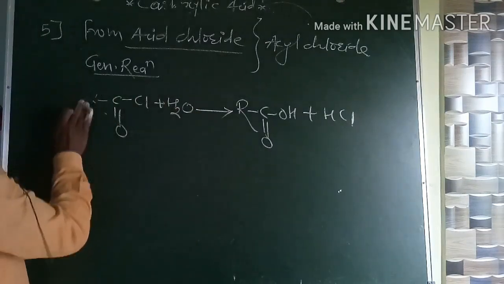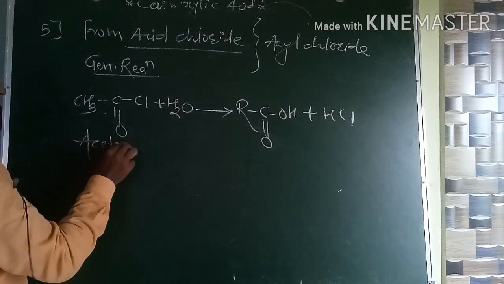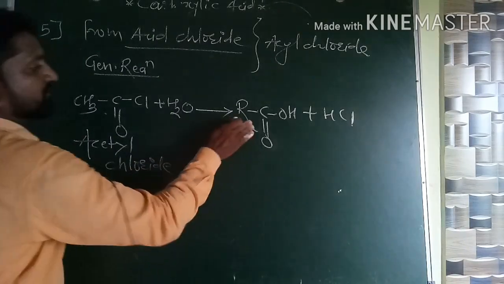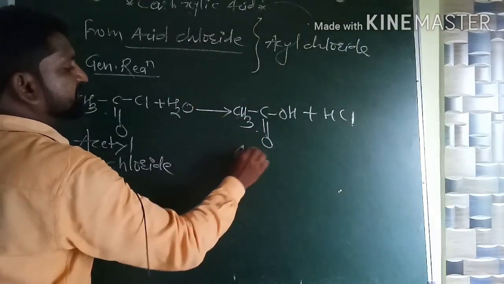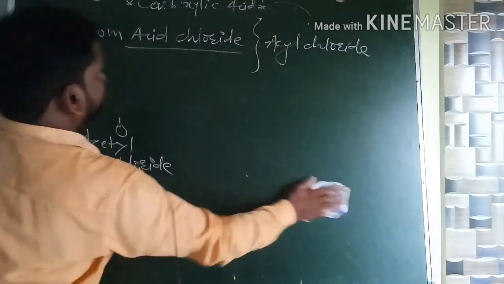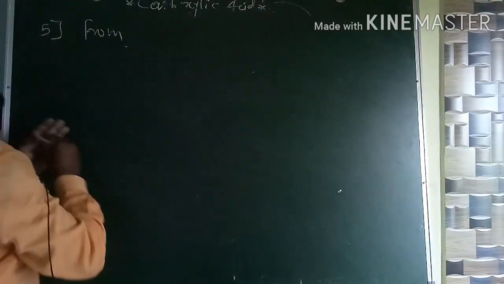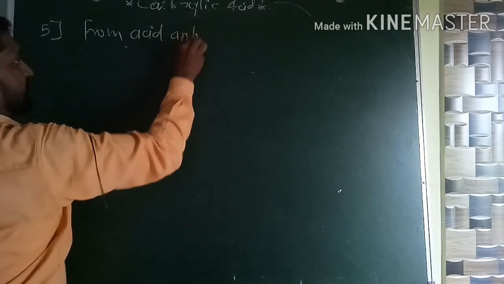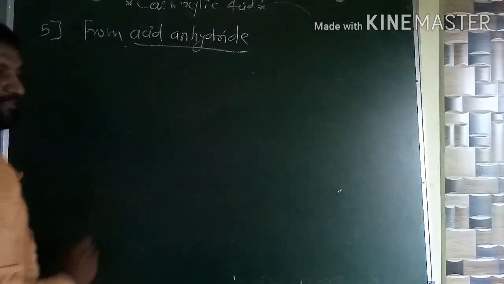Still we can go for one example. What is this? Acetyl chloride, right here, CH3, acetic acid. Okay, next. Next, from acid anhydride, complicated example.